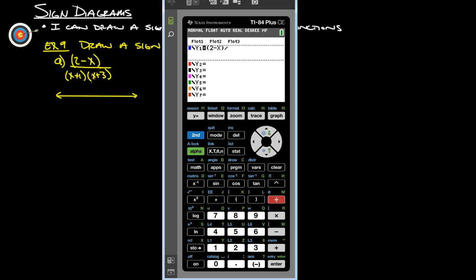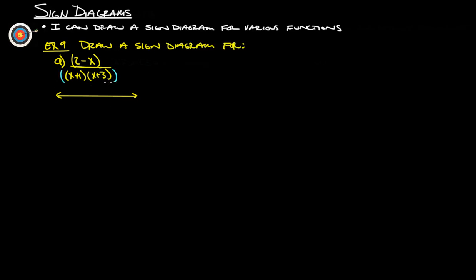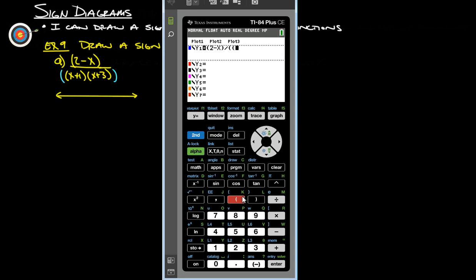Now we have two things together on the bottom, so we're actually going to need to do these each individually in parentheses, and then these together in parentheses as well. So we're going to do a little double parenthesis, x plus 1, and then close it, open up a new one, and then x plus 3, and then close both of those. So now that will take 2 minus x and divide by both of those things. Do graph, and let's see what this thing looks like.